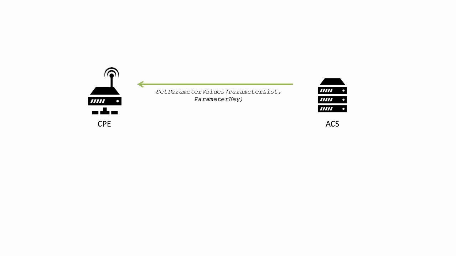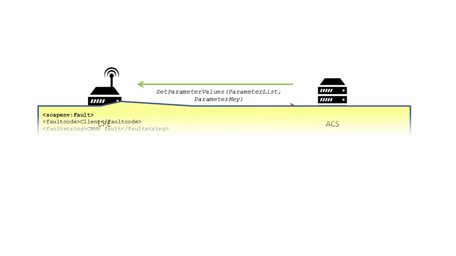SetParameterValues must occur atomically. That is, either all of the parameter values are set, or none of them are, and a fault is returned. This makes it important to point out the failure modes of SetParameterValues.